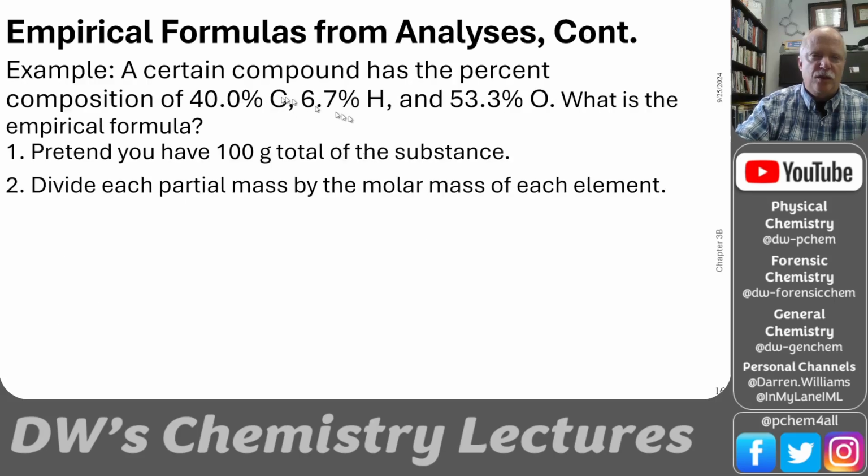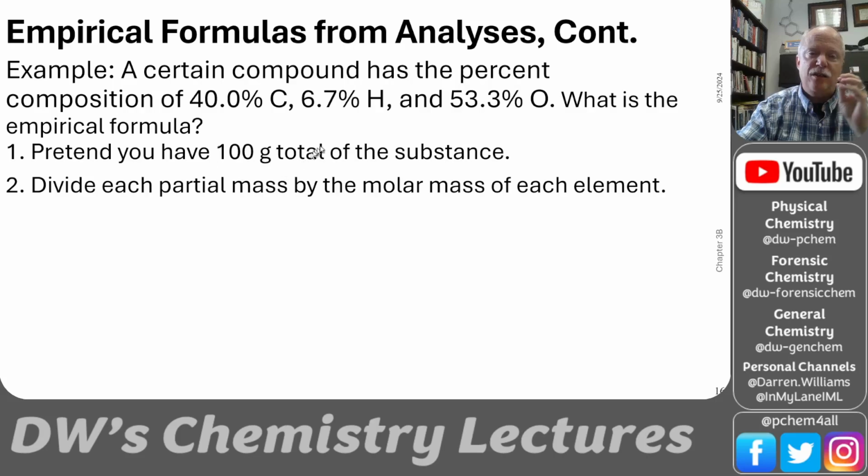So a certain compound has the percent composition from this experiment of 40% carbon, 6.7% hydrogen, and 53% oxygen. So mentally, it's good to just pretend you have 100 grams of this substance. So if I have 100 grams, what does percent mean? It means per 100. So that means I've had 40 grams of carbon per 100 grams of substance, or 6.7 grams of hydrogen in 100 grams, or 53.3 grams of oxygen in 100 grams. So this is nice. I can just take those percentages and I can make them grams.